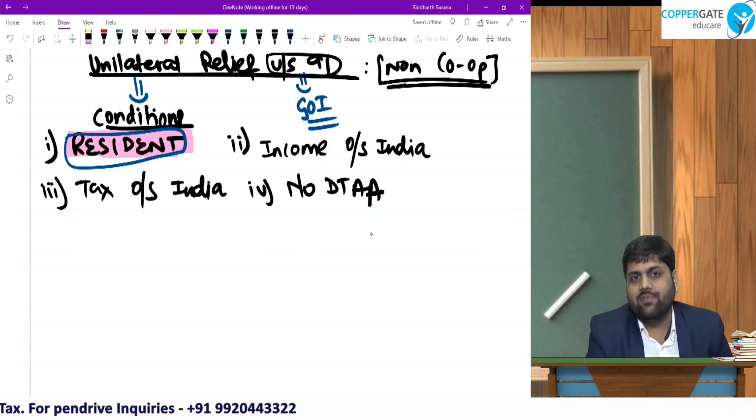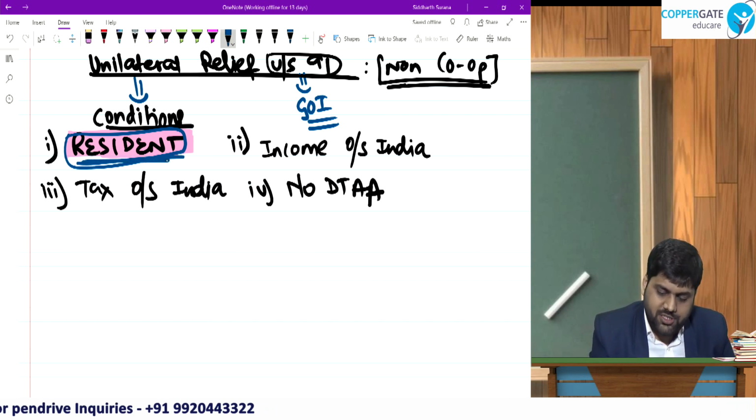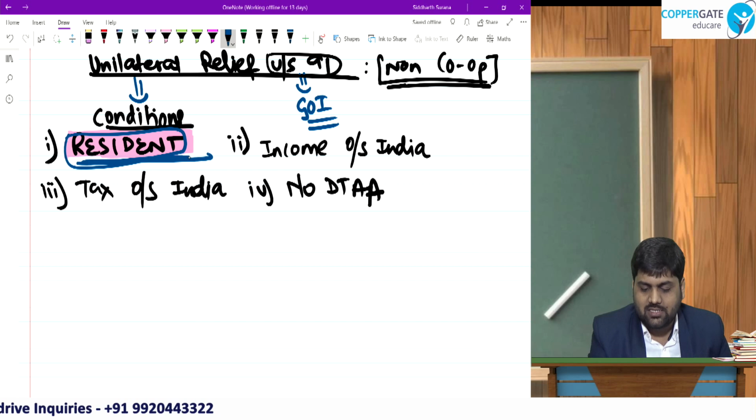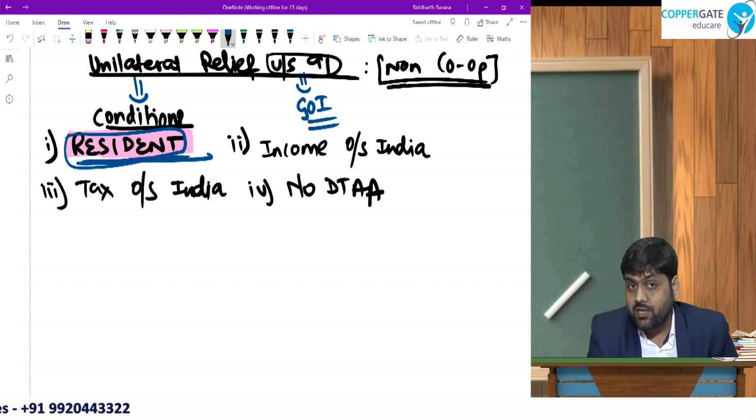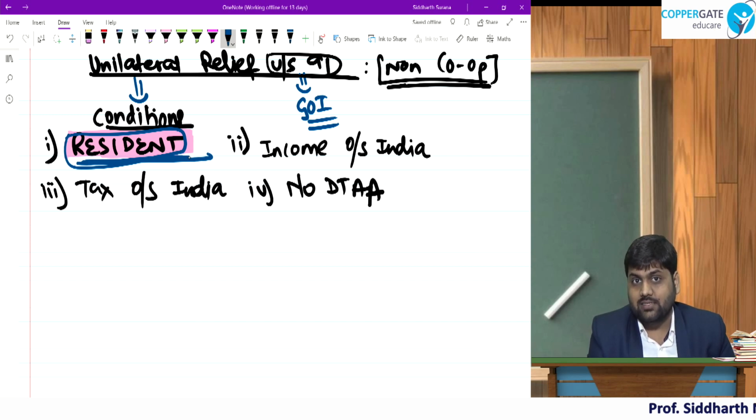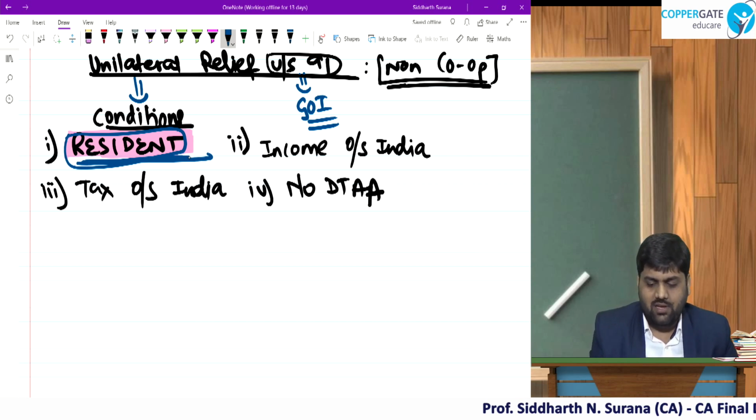So then, now that we have understood the condition and the logic, the reasoning why only residents are eligible, let us understand calculation of unilateral relief. This is an extremely important discussion, extremely important. Whether you are in old syllabus or new syllabus. In new syllabus, this is a part of 30 marks international tax. And every word that I am teaching you here is applicable in 100 marks elective paper international tax also. This is very, very important.